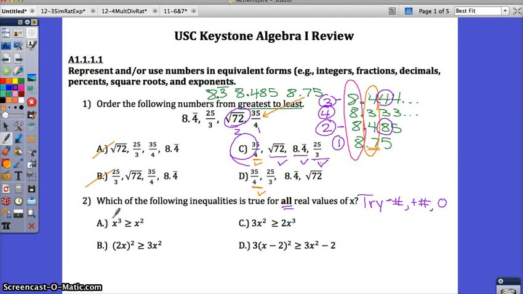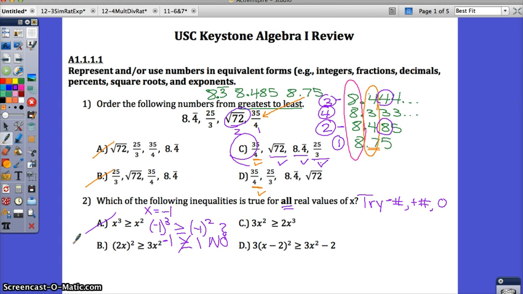Well, when I try a negative number, and I would keep it simple, guys, so let x be negative 1. If I cube negative 1, I want to see, is that greater than or equal to negative 1 squared? That's what I'm checking. Well, negative 1 cubed is negative 1 times negative 1 times negative 1, which gives you a negative 1. Negative 1 squared is negative 1 times negative 1, which is just 1. This is not true. So A can be ruled out. It is not true for negative numbers.